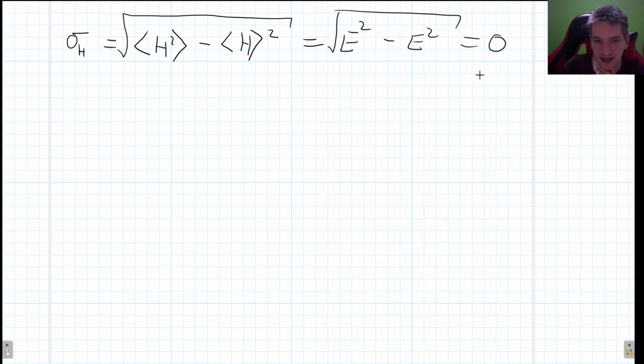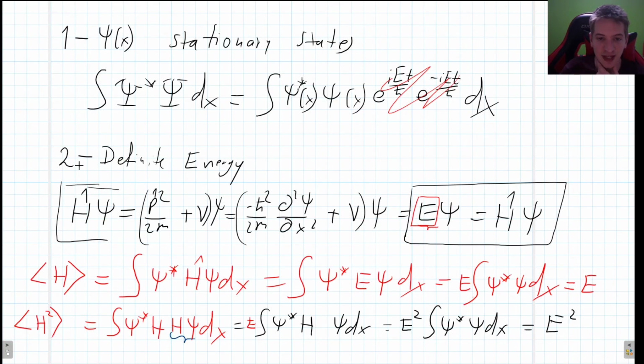But what this means is that there is no uncertainty in the energy here. In stationary states, because they are stationary, they are not moving, we know what energy we will get if we perform an experiment on it. Okay, there is no uncertainty. That's why I said they have a definite energy.